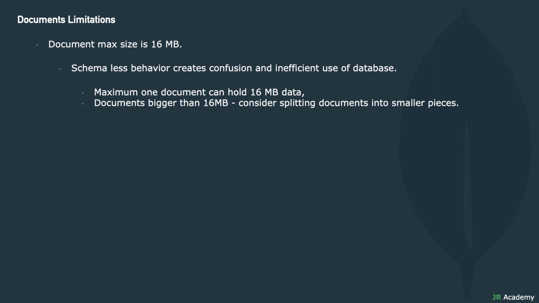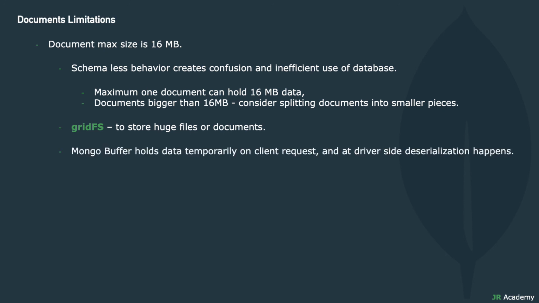And if you think about it, this actually makes sense, because 16 MB of data is also huge in size. We can store so much data in 16 MB of storage. But let's say we want to store some file which is huge in size, some video file or some images, anything. In that case, we have something called GridFS, and it is also a topic of another discussion, but it is possible to store that kind of huge file also. And another thing to keep in mind is that every time we request some data from Mongo, Mongo temporarily stores data in a buffer, and at the driver side this deserialization happens. So at that time bigger documents can create performance issues also. So it is better to keep our document size lower than 16 MB.